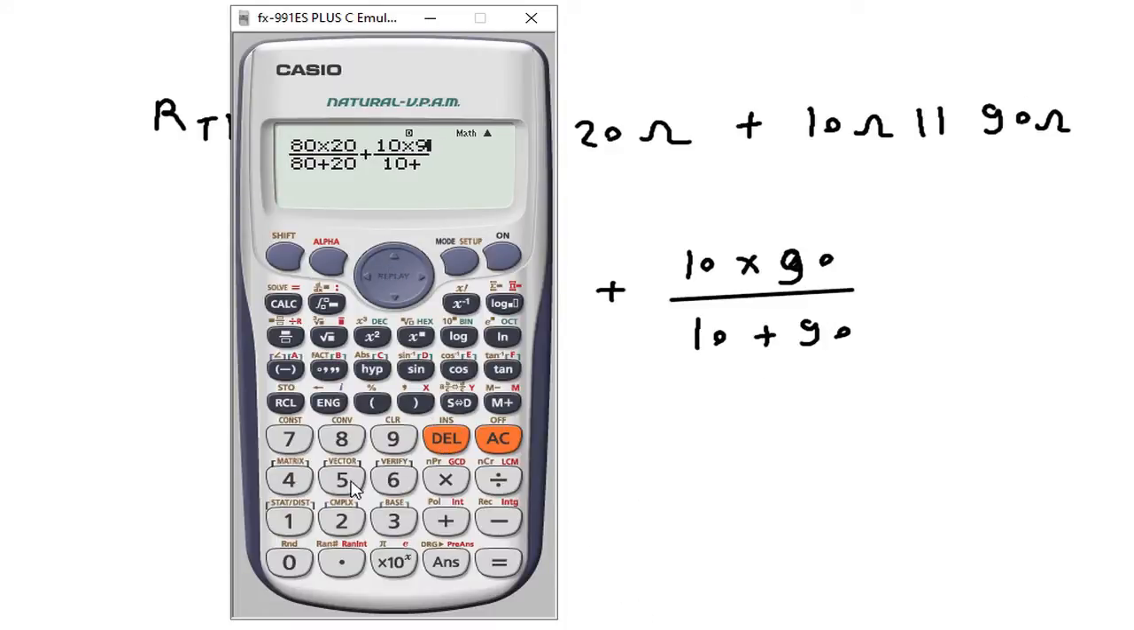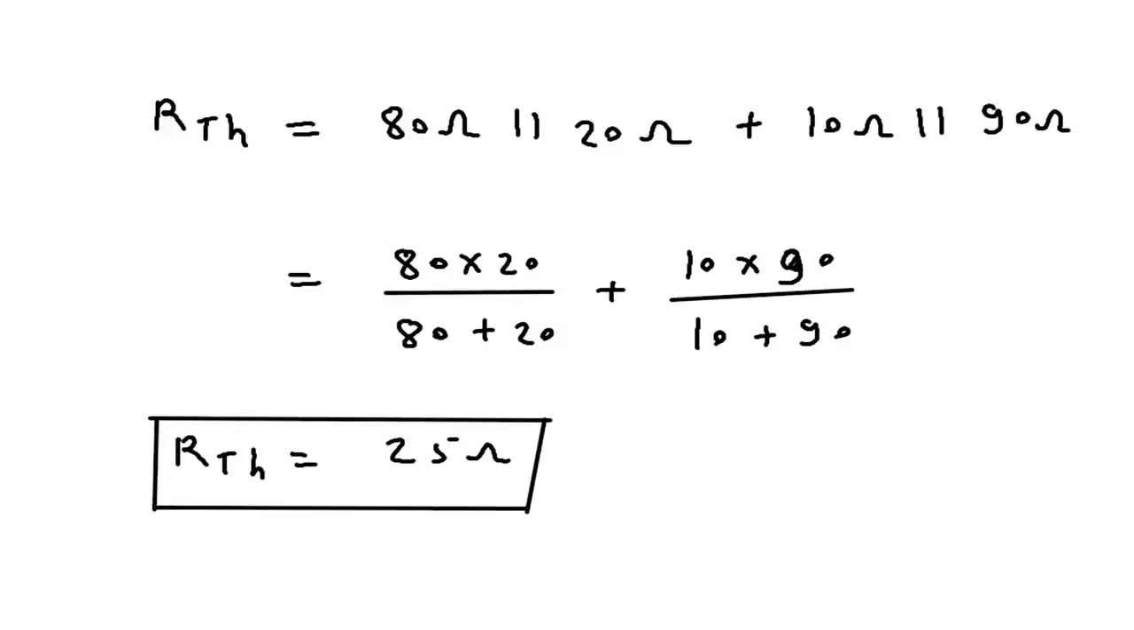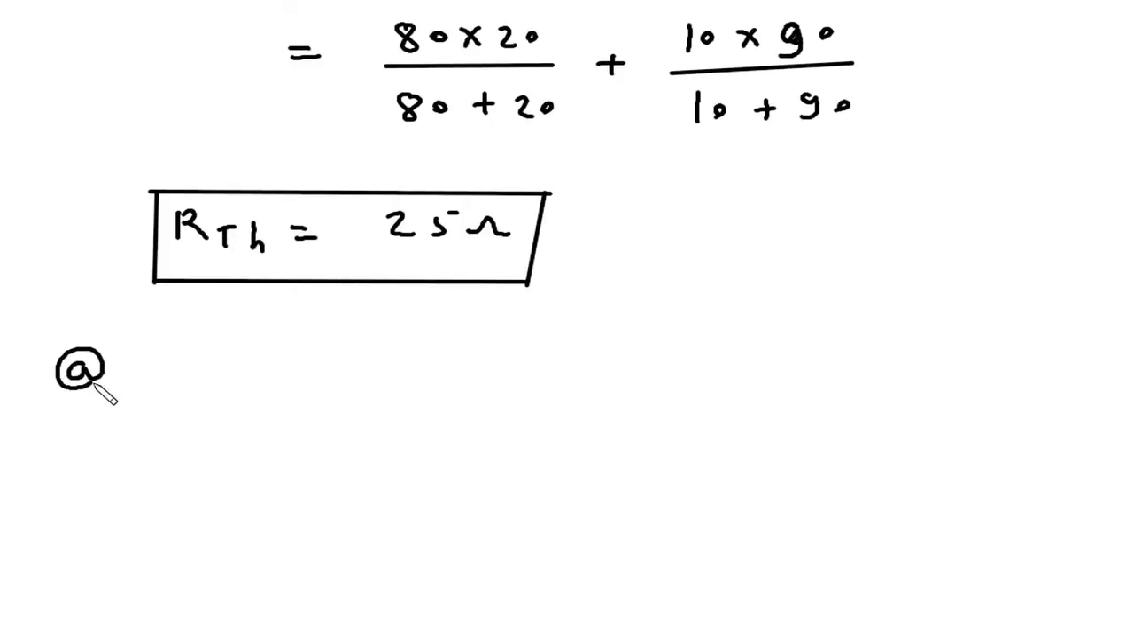So this will be 90 by 90. So it is 25 ohm. This is the value of RTH. Now RTH, this is our answer A. R is equal to RTH is equal to 25 ohm.